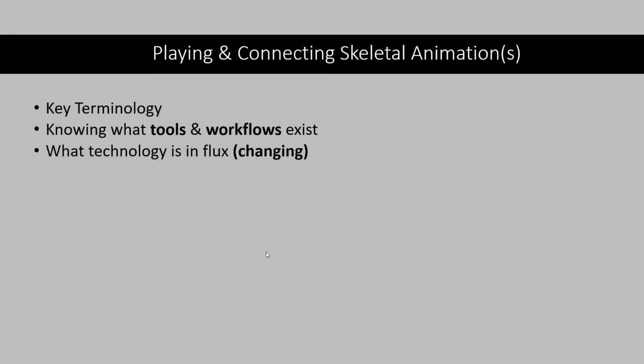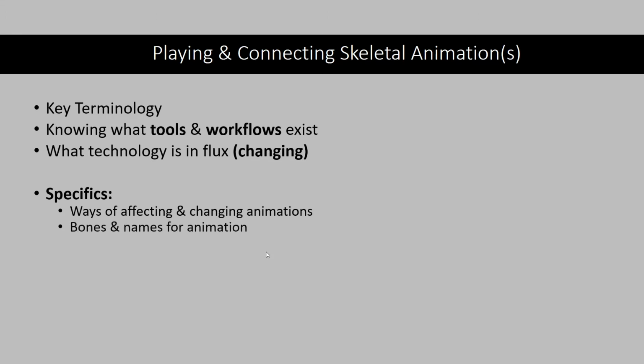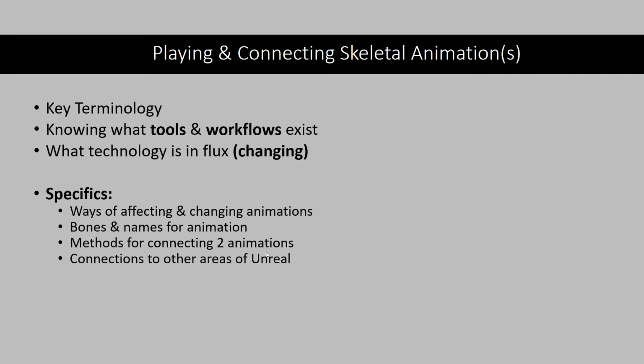We're going to talk about key terminology, and there's also a vocabulary section. Also, I'm going to review what tools and some of the key workflows exist. And then we'll talk a little bit about what technology is in flux. So specifically, we're going to be taking a look at ways of affecting and changing animations, bones and naming for animation, and methods for connecting multiple animations, as well as how this section connects to other areas of Unreal. When you start doing the tutorial in the project, start thinking about these frameworks and connecting them in your brain.